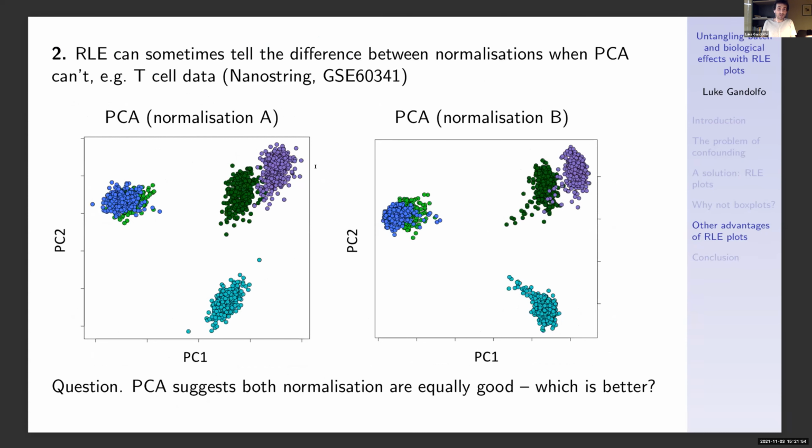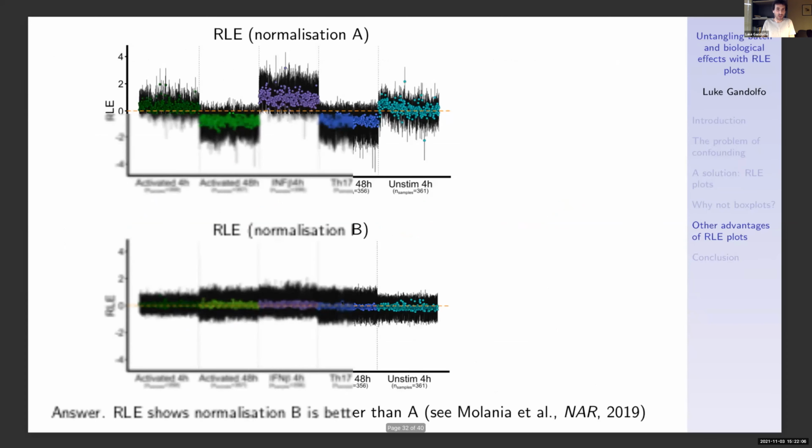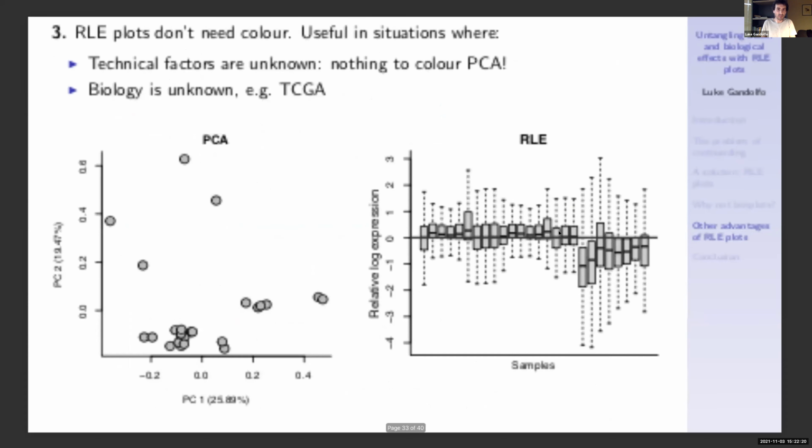So here's some nanostring data and 2 different normalizations applied to it, A and B. Both look great, and both look equally good according to the PCA. So the question is, which is better? Well, an RLE plot reveals that B is much, much better than A. And indeed, we know B is much better than A for a host of other reasons, and I'll refer you to this paper for those other reasons.